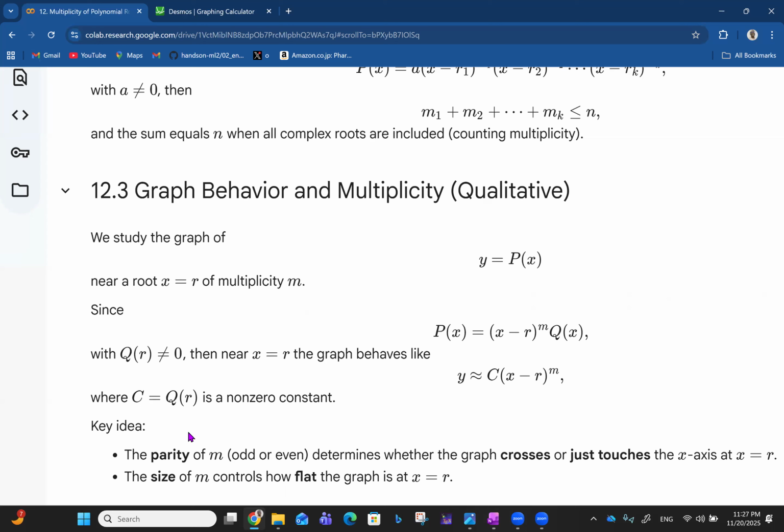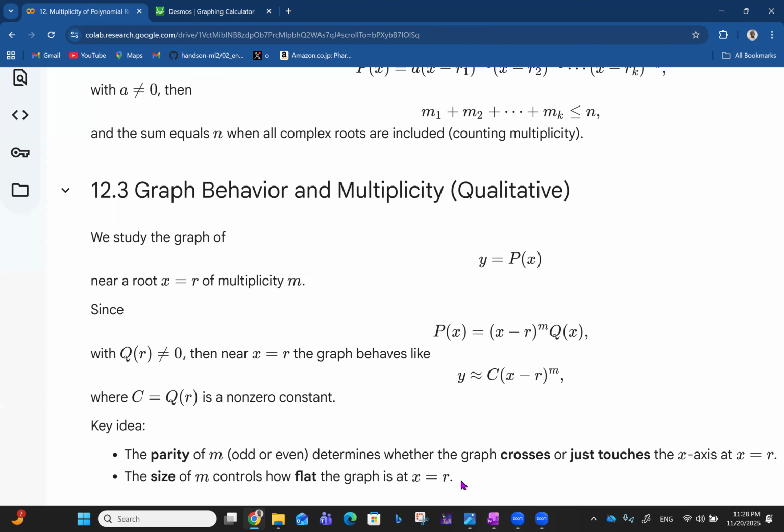So the key idea is this: the parity of m, whether it is odd or even, determines whether the graph crosses or touches the x-axis at x equals r. So the size of m controls how flat the graph is at x equals r. So the flatness is determined by m, and the parity determines whether, if it's odd or even, it crosses or it touches.